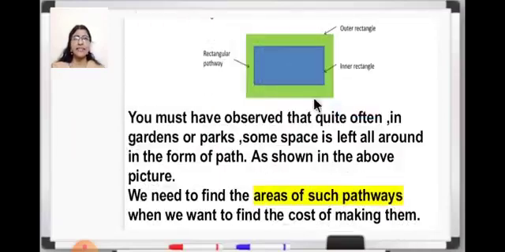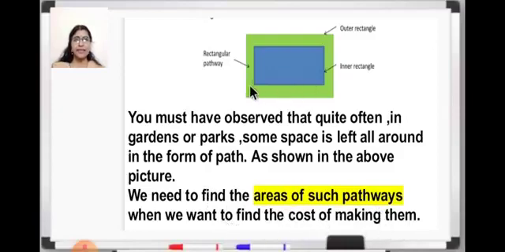Now children, you see this figure. You must have observed that quite often in gardens or parks, some space is left all around in the form of a path, as shown in the above picture. You can see here, this is the garden, and around the garden there is a space which is left. And there a path is made. Sometimes a path is made for people to walk. We need to find the areas of such pathways when we want to find the cost of making them.